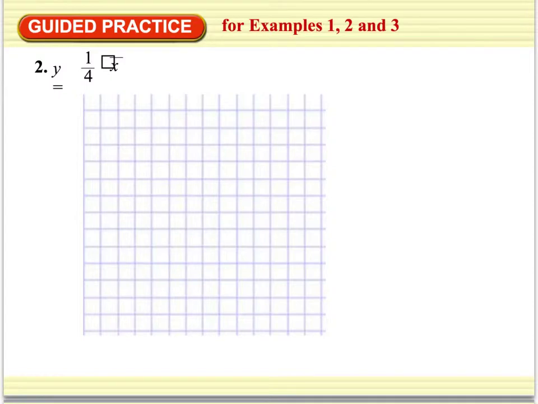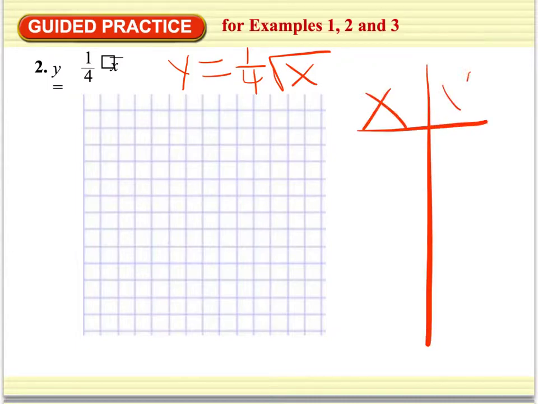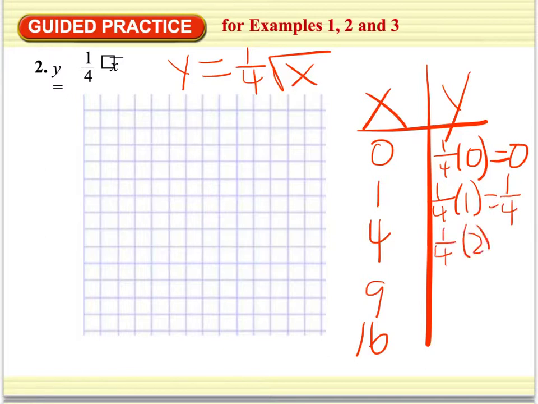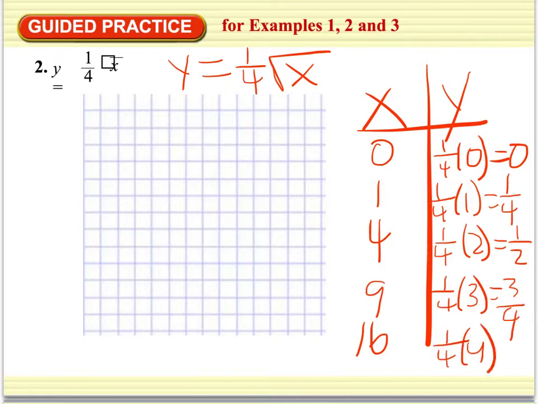So pause the video and try this one yourself. We want to graph y equals 1/4 times the square root of x. So we need to make a t-chart again. And again, I get 0, 1, 4, 9, and 16. And then I plug in the numbers, so 0 will be 1/4 times 0, which is 0. 1 will be 1/4 times 1, which is 1/4. 4 is going to be 1/4 times 2 this time, and that's 1/2. 9 is 1/4 times 3, so that's 3/4. And then 16 is 1/4 times 4, and 1/4 times 4 gives you 1.